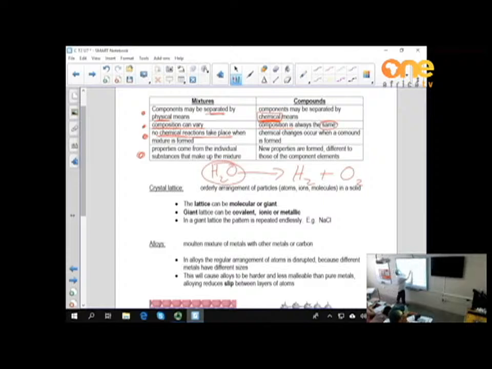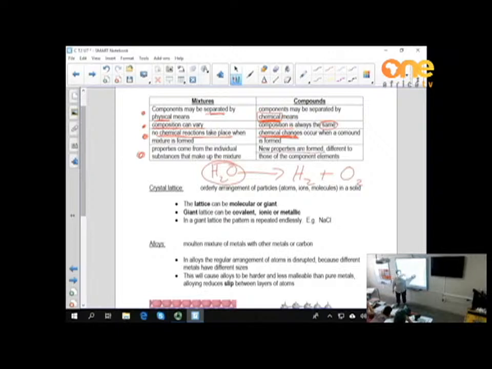When a compound is formed, there are always chemical reactions, chemical changes. So if I start with iron and I take sulfur and I make it react, I get iron sulfide, which will have its own unique properties. Okay, totally different from iron and sulfur, because chemical changes have occurred. Melting and boiling points would be different, for example. Then when we make a compound, new properties are formed.